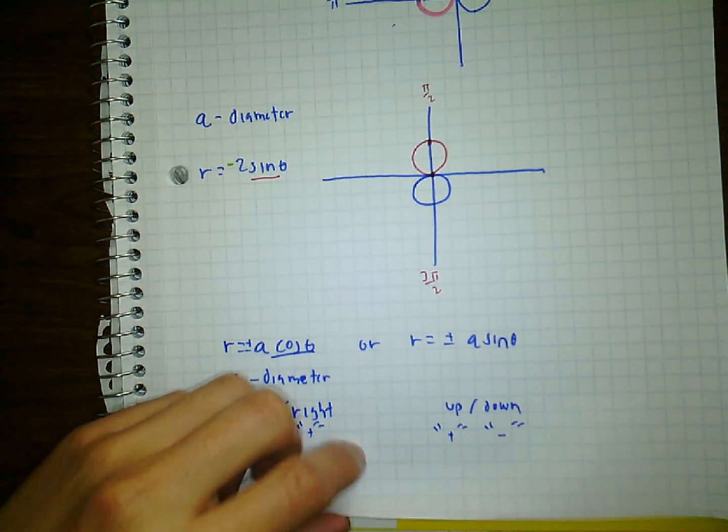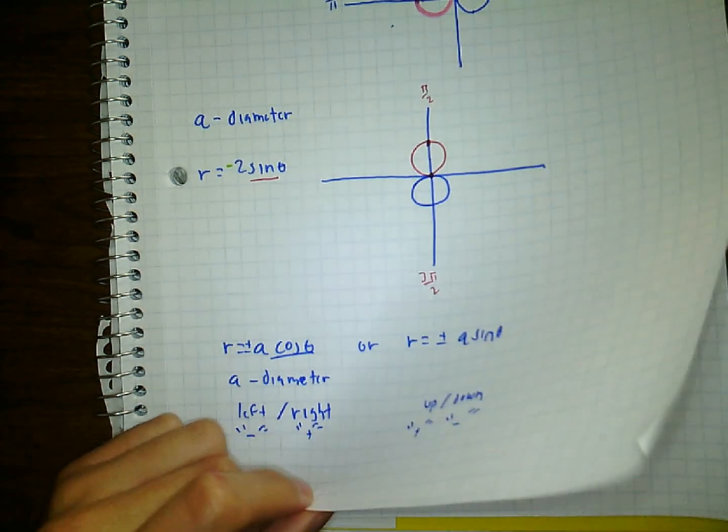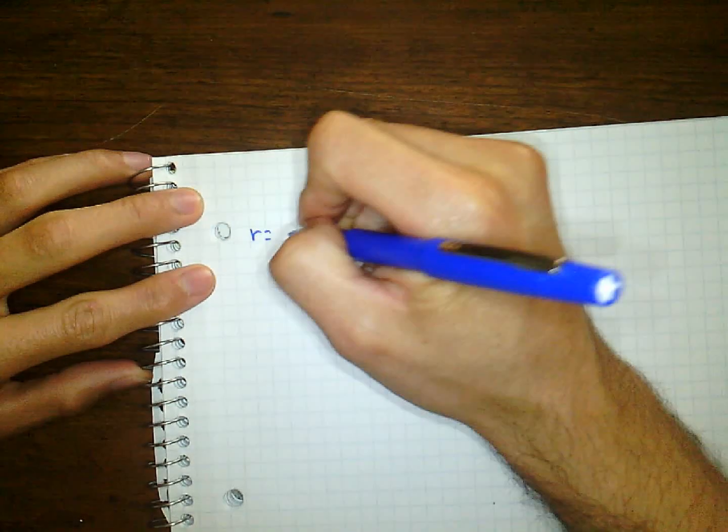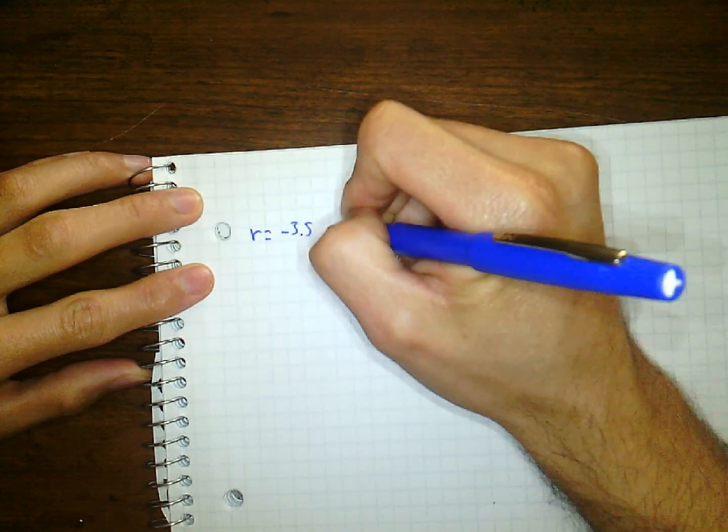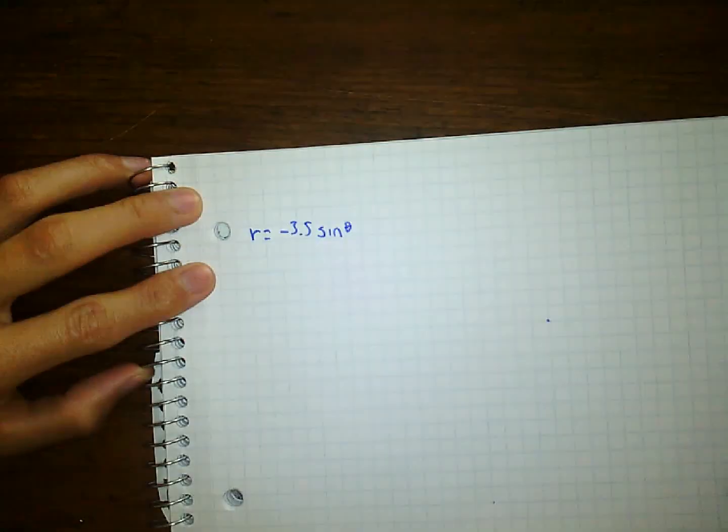So I want to go ahead and give you an opportunity to try this. If you have a moment, pause the video, give it a shot, and then hit play. Let's say you have something like r equals negative 3.5 sine of theta. So go ahead and pause your video, give it a shot, and when you're ready, just hit play. All right, I'm assuming you're giving it a go.